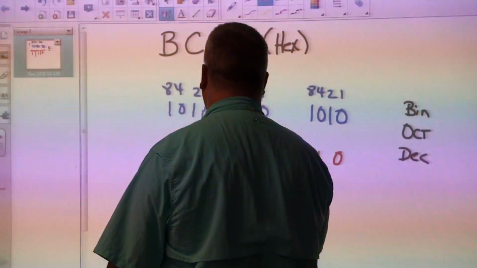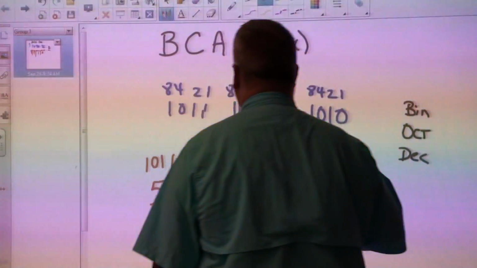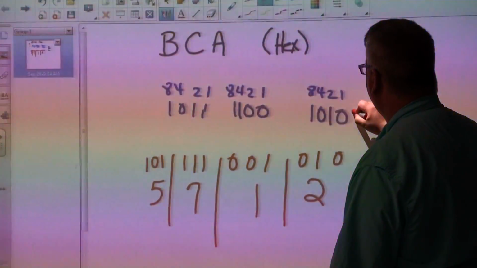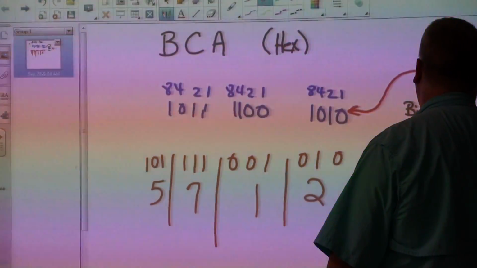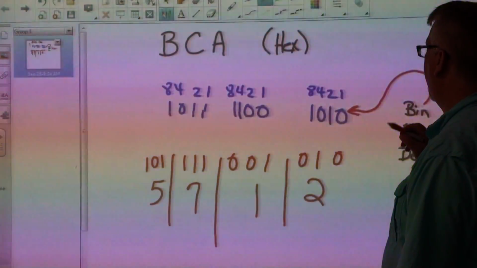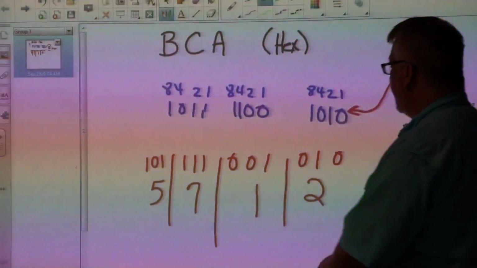So 2, 1, 7, 5. So we've got our binary already. It's right here. We've got our octal. It's 5, 7, 1, 2. And then we've got to get our decimal, and it's just a matter of adding up the digits.